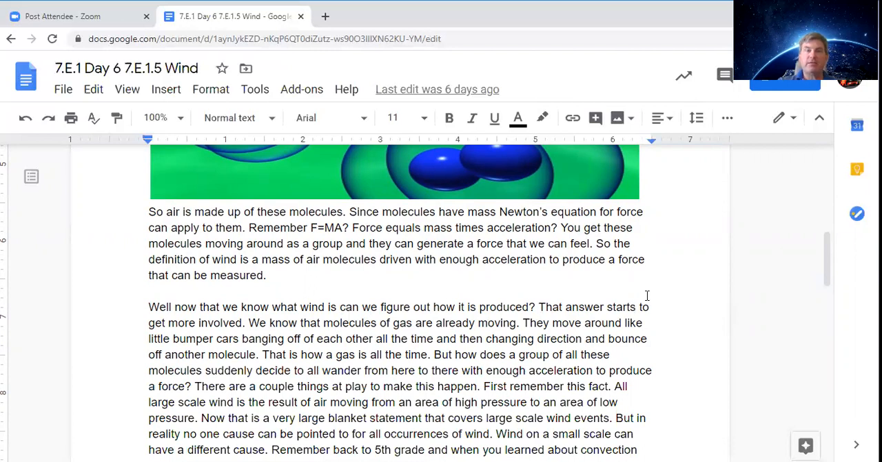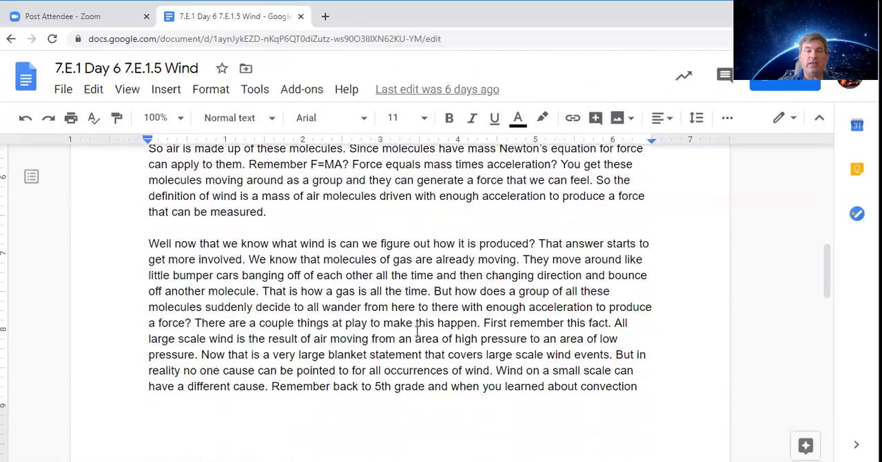They're not packed tightly together like a liquid or a solid. They're actually floating around, running into each other like bumper cars, banging off each other all the time, and then changing direction and bouncing off another molecule. This is how gas is all the time. But how does a group of these molecules suddenly decide to all wander from here to there with enough acceleration to produce a force? There are a couple things at play to make this happen.